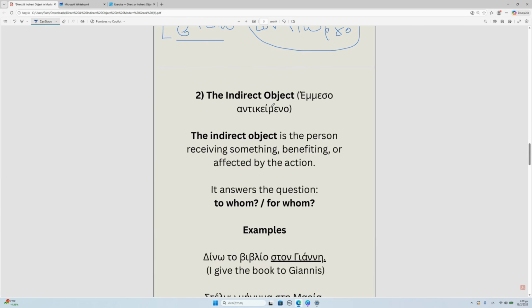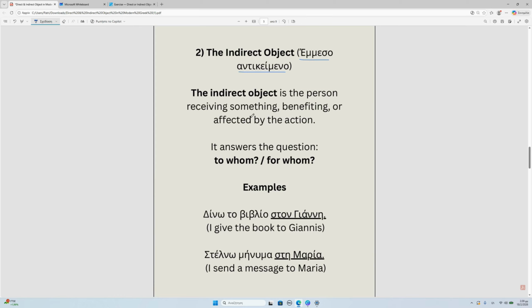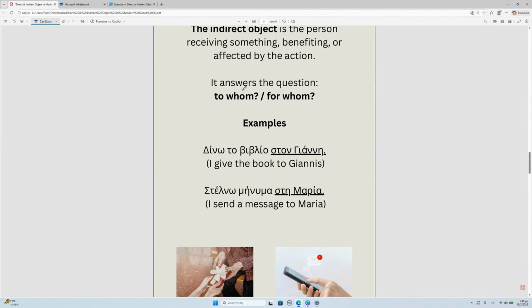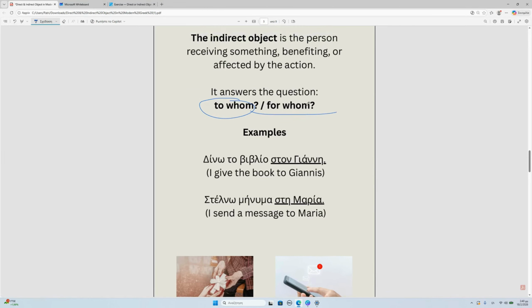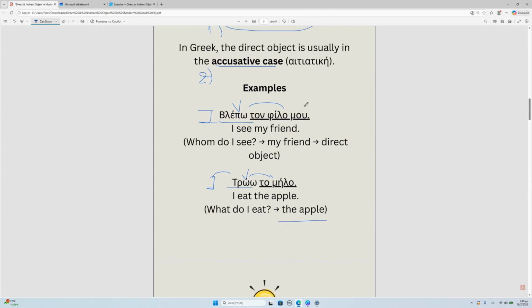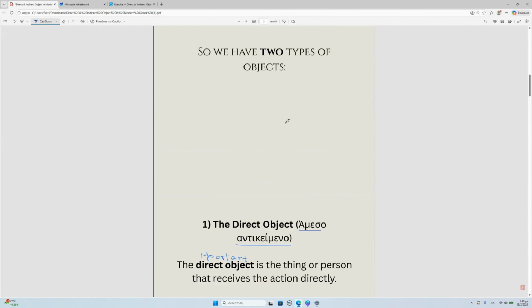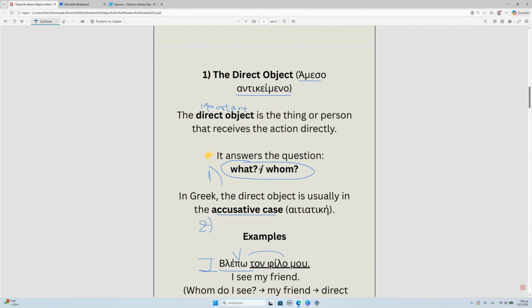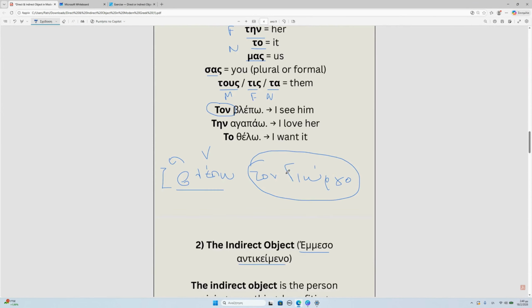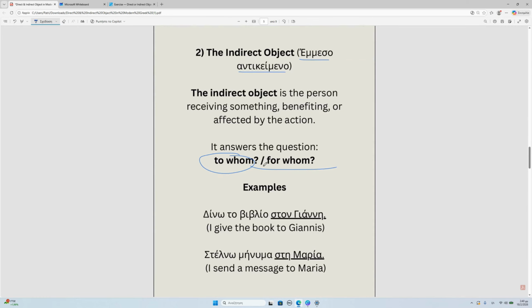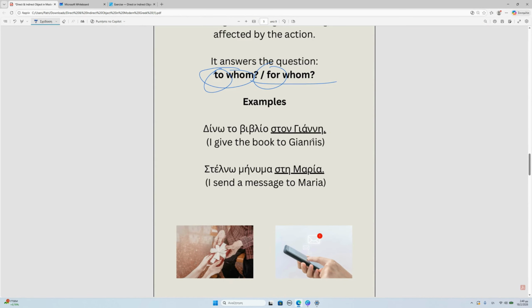Now, let's go to the indirect object, as it is called in Greek, το έμεσο αντικείμενο. The indirect object, on the other hand, is the person receiving something or benefiting or affected by the action. So very important, it answers the question to whom, for whom. Before, we saw that the question was what or whom. In this case, though, it refers to whom, for whom. So it comes with a preposition, you see? To, for. So let's do some examples.